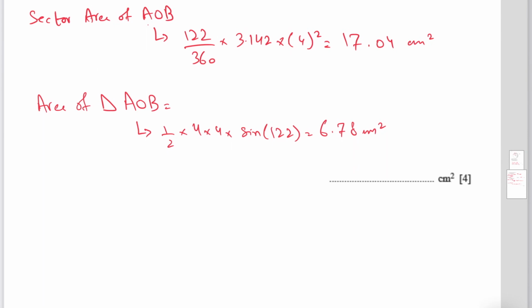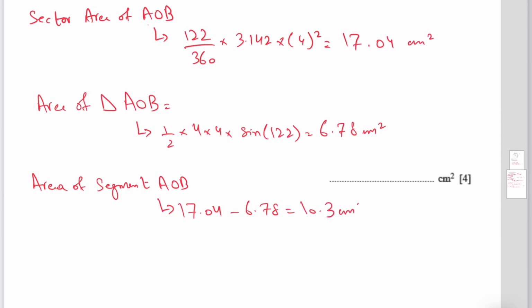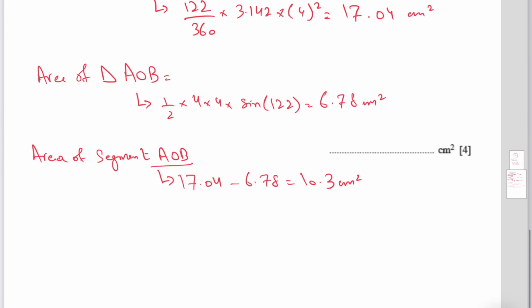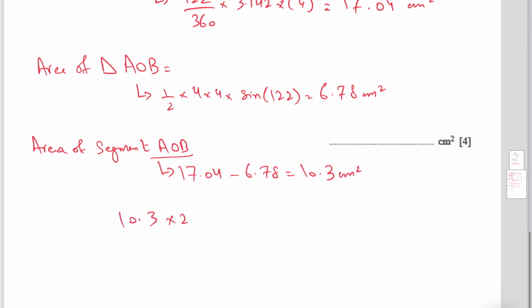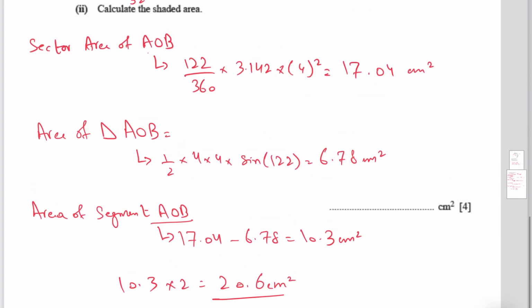Now we need to find the area of segment AOB. This is the part that is shaded. So we do 17.04 minus 6.78. Let's subtract these two. This gives us 10.3 centimeters squared. And since there are two segments that are shaded, we multiply 10.3 by 2. When we multiply this by 2, we end up at 20.6 centimeters squared. So this is our final answer. We write it over here, 20.6, and we're done with the question.